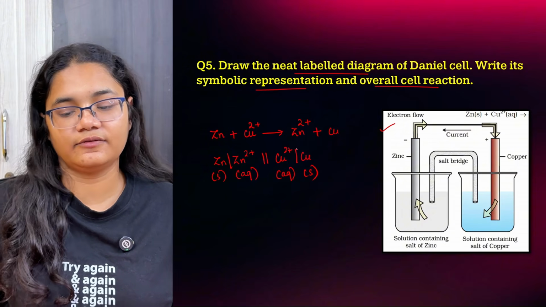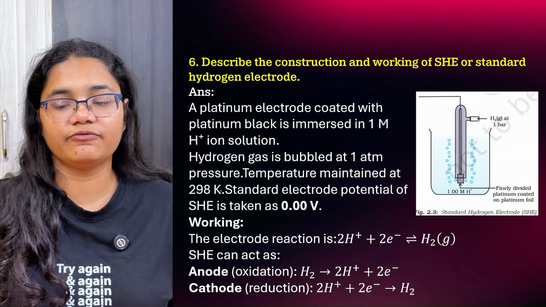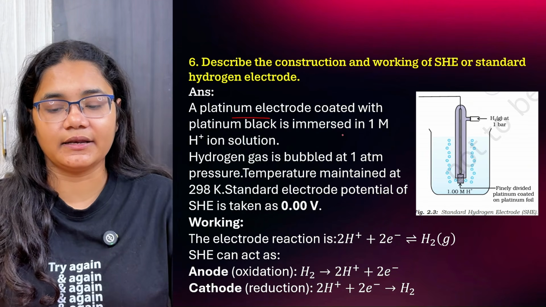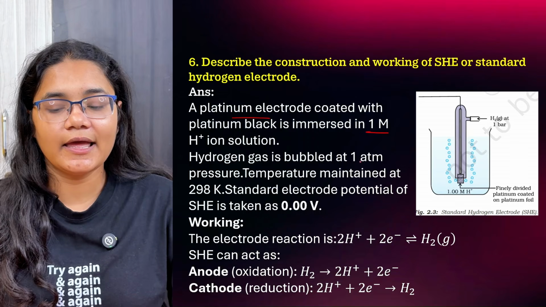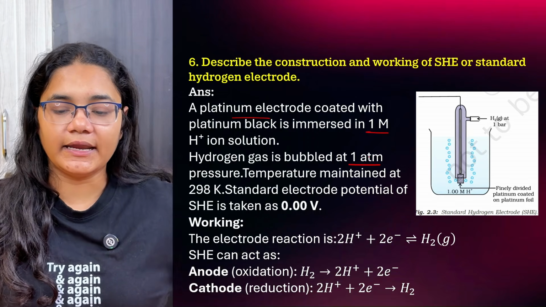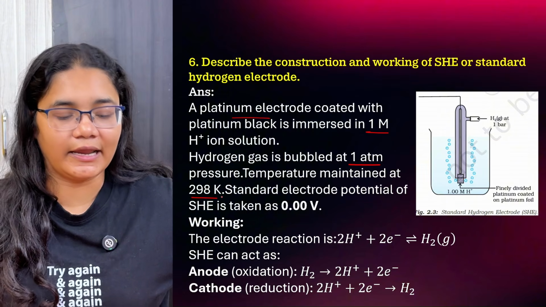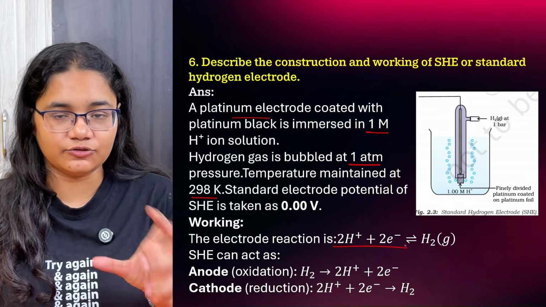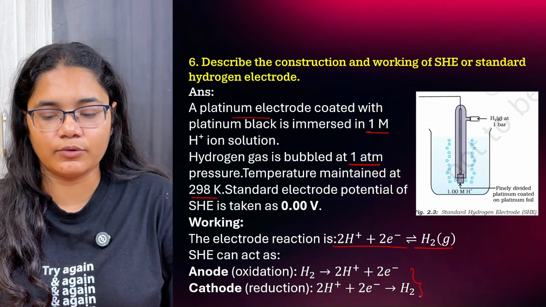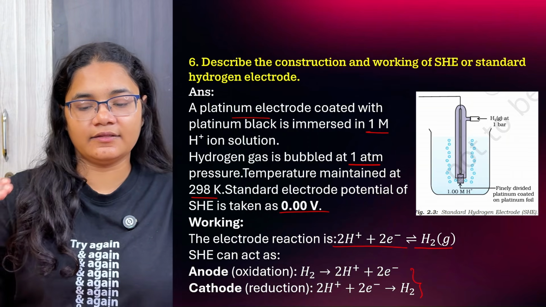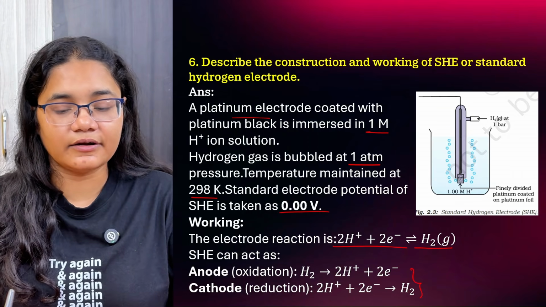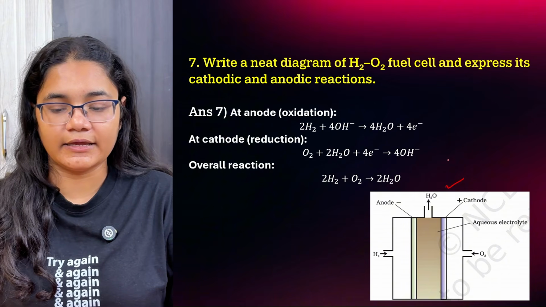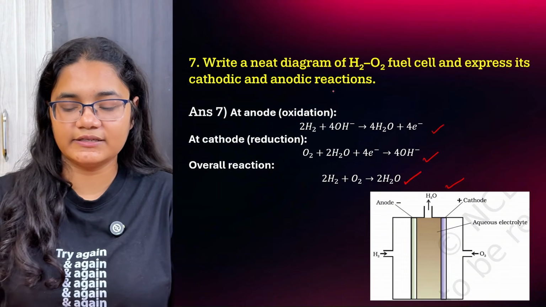Next, we'll move to describe the construction of SHE, that is the standard hydrogen electrode. So here, first of all, there is a platinum rod coated with platinum black, dipped in 1 molar H+ solution, and here hydrogen gas is passed at 1 atm pressure. Then the temperature is maintained at 298 Kelvin. Next, we have the electrode reaction: H+ plus 2 electrons gives you H2, and here are the anodic and cathodic reactions. The standard reduction potential of the hydrogen electrode is assumed to be 0. Next, the hydrogen oxygen fuel cell diagram, and this is the anode, cathode and the overall cell reaction.